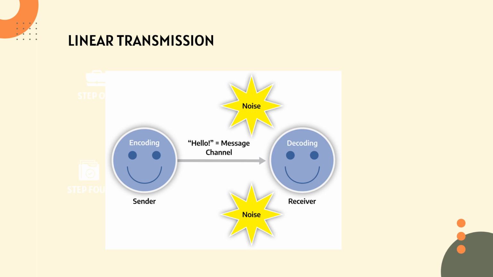Here the sender will be there, and the sender is encoding the message, and he is sending the message to the receiver through the channel. A channel is needed there, and the receiver is receiving the message and decoding it. There is no scope of feedback. Noise is there, external noise is there to barrier the communication. So this is the linear model of communication.